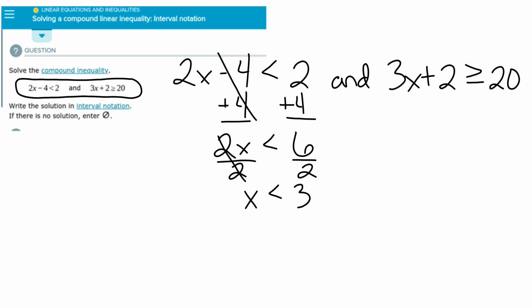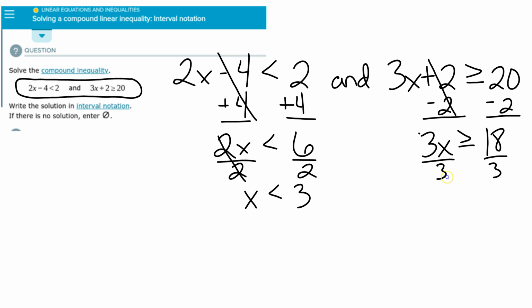On the right-hand side, start by subtracting 2 from both sides. 3x is greater than or equal to 18. Divide both sides by 3 to completely isolate the x. X is greater than or equal to 6.